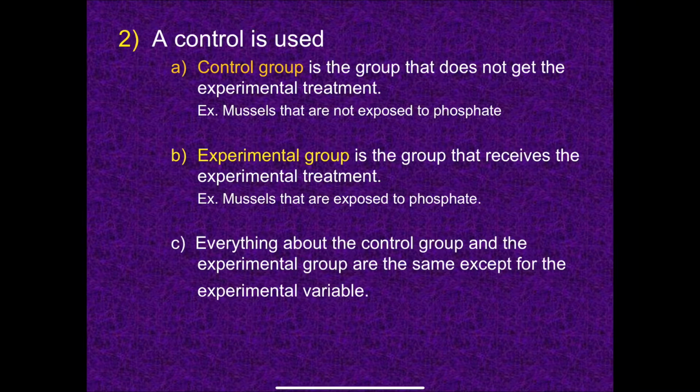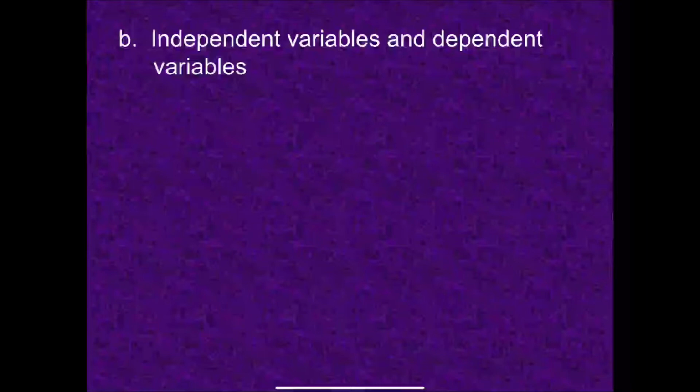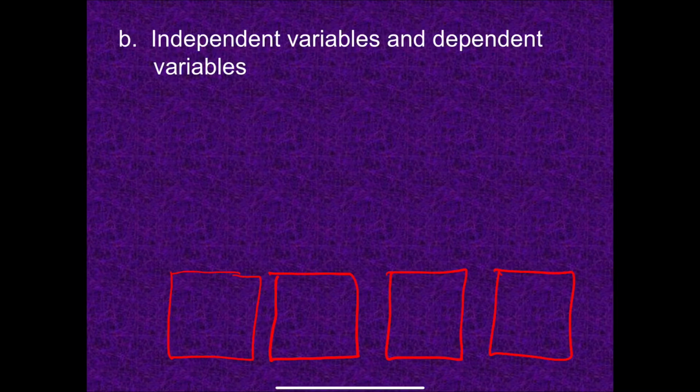Okay, so like I said, everything about the control group and experimental group is the same except for the experimental variable. Okay, so when you do an experiment, there are things that stay the same and there are things that are going to change. And the things that are going to change are called variables. The things that are going to stay the same are called constants. So let's say you're doing an experiment, you're setting up some tanks, right? These tanks are going to be all the same size, same amount of water and all that, except for what you're manipulating. So in this case, you're adding fertilizer in one and you're adding no fertilizer in the other group.